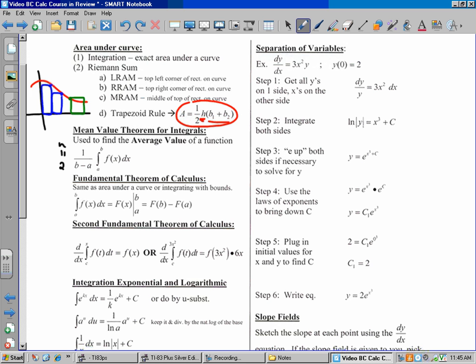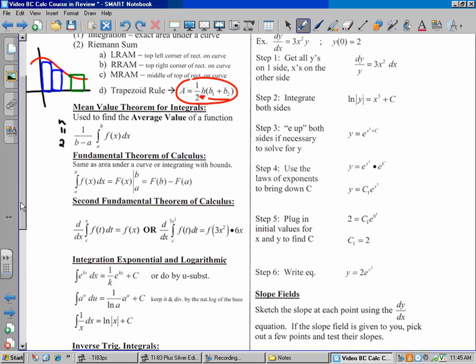All right, the mean value theorem for integrals. A lot of times they'll ask on the AP exam, find the average value of the function. To find the average value of a function, it's 1 over b minus a times the integral from a up to b of f of x dx. That will give you the average height of the function.